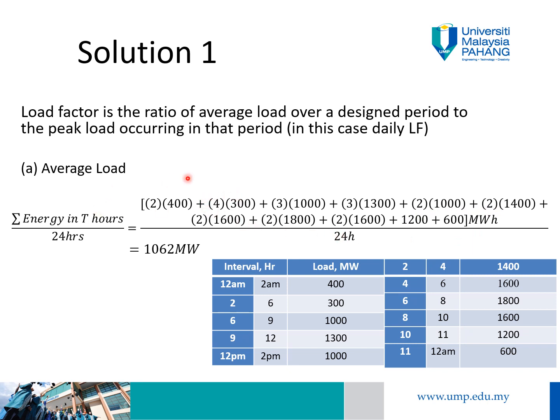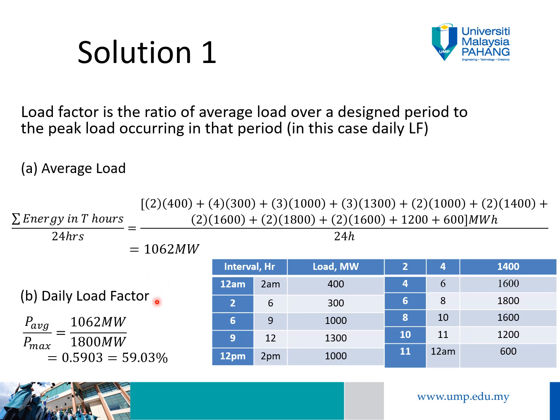This is the energy generated under the curve, divided by 24 hours, so we get the average load equal to 1062 megawatt. The daily load factor is equal to the average load, P average, divided by P max, and the P max here is 1800. So we get the daily load factor of 1062 megawatt divided by 1800 megawatt, which is 59.03%.